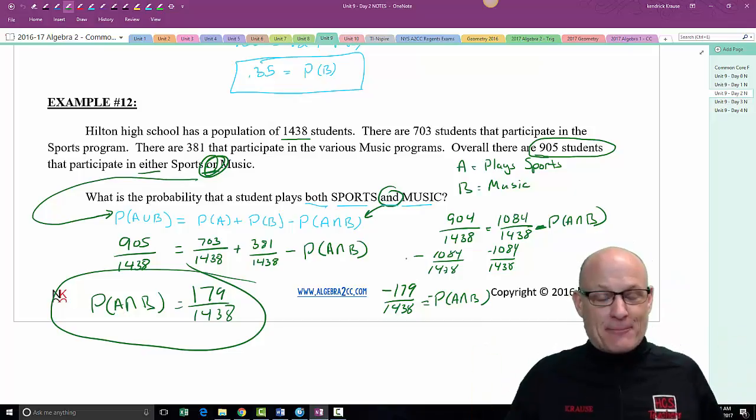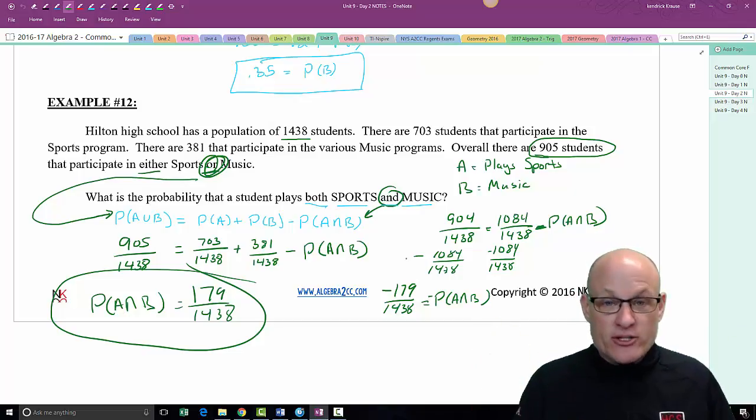Okay, today wasn't bad, right? Complementary events, overlapping events, and you learn the general addition rule.